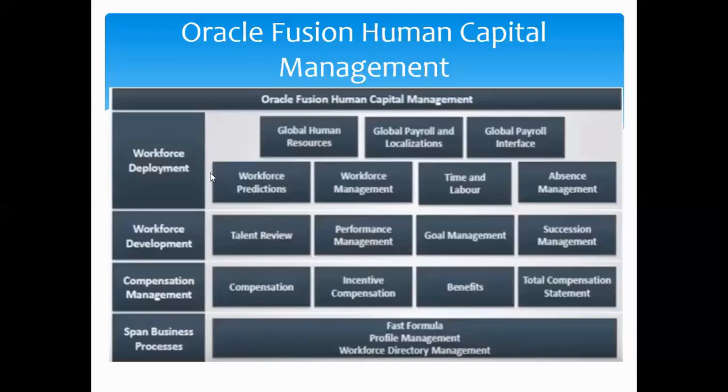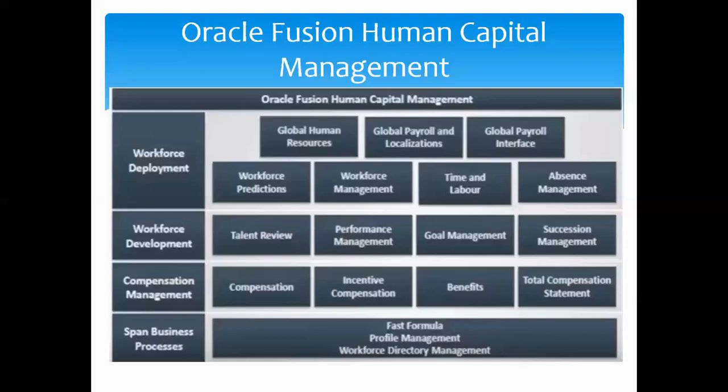So at least you guys got some understanding of these things. These are all like separate modules. For example, time and labor is a separate module. In Fusion, we don't call this a module, we call this an offering. So time and labor is an offering, absence management is an offering, talent review is an offering, performance management is an offering, something like that. So this is the overall picture about HCM. Any questions on this, please?